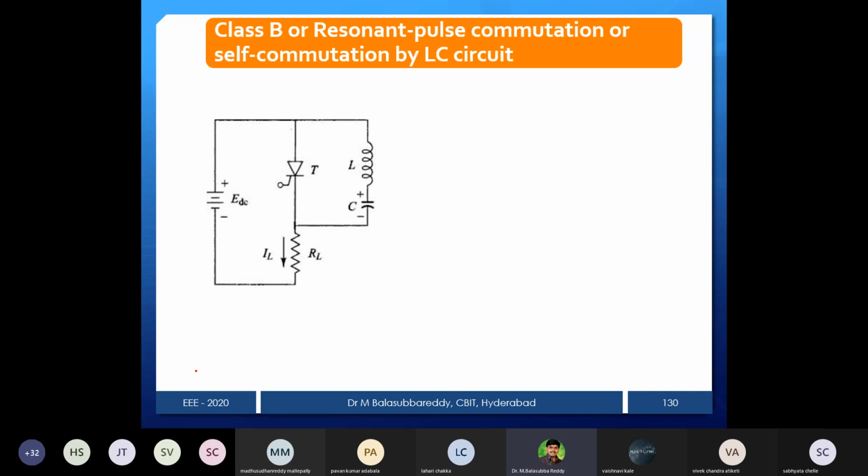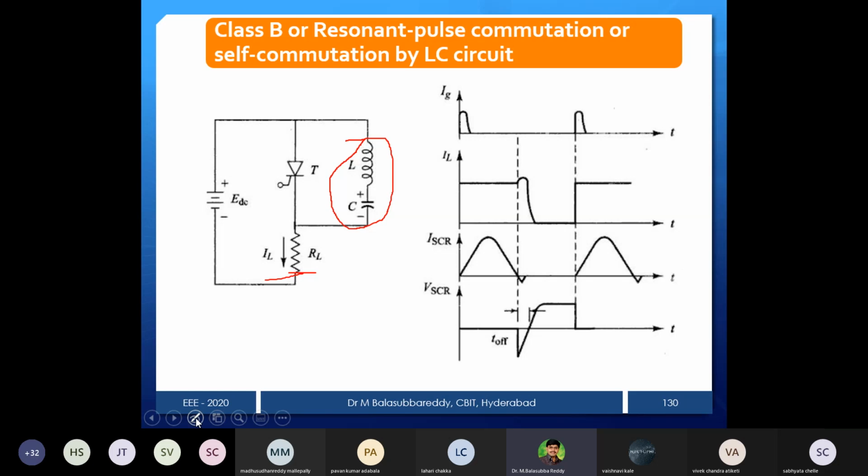After that, use the commutating elements to turn it off. Now we can see that the load resistor is RL, and making use of the resonant pulse, or the LC circuit, you have to turn off the main thyristor. So now we can see the waveforms.